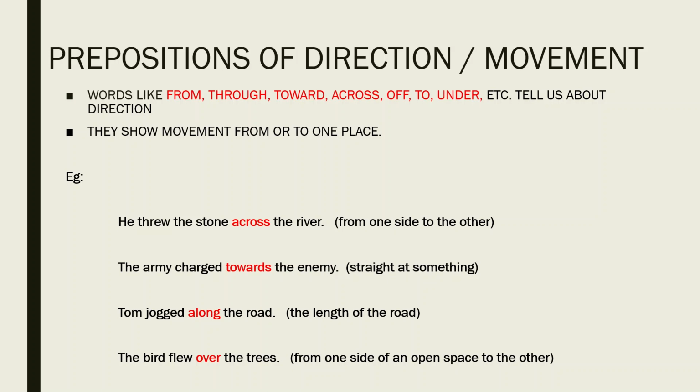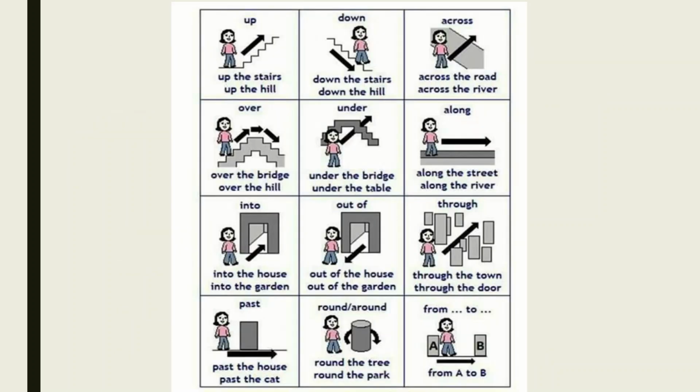Tom jogged along the road. So a person is there, Tom, and he is running along the road. That means he did not cross the road, but he ran along the length of the road. The bird flew over the trees. So the action that the bird is doing is flying. All right? And it went from one open space to another side of an open space. So the bird flew over the trees. Just go through this chart also. This explains to you how exactly is the action when we are talking about the prepositions of movement.